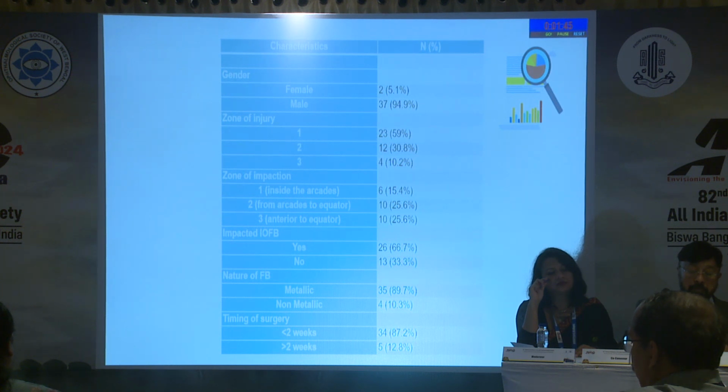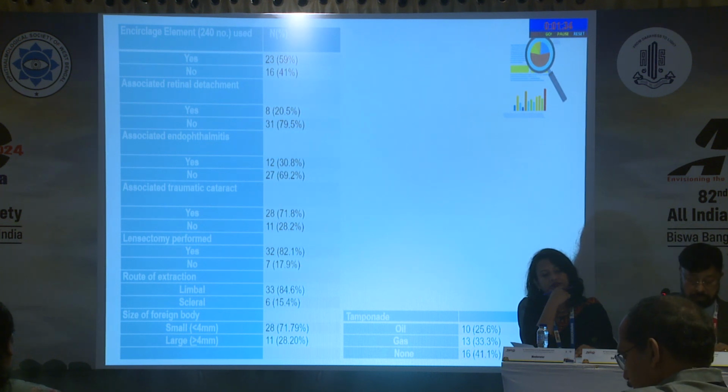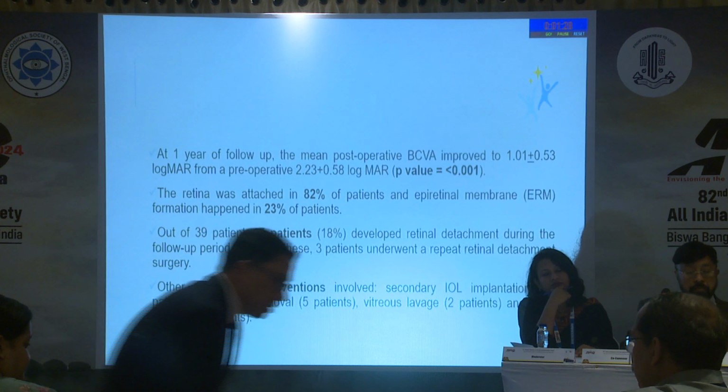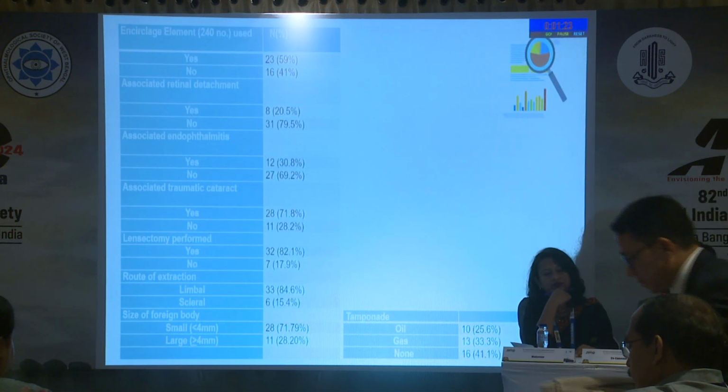Most of them were metallic foreign bodies, and we performed most of the surgeries within 2 weeks. Also, about 59% of patients had an encircling element put. The associated retinal detachment and endophthalmitis were seen in 20 and 30% of patients respectively. Lensectomy was performed in the majority of the patients, and the foreign body was removed through the limbal route. We also divided the size of the foreign body as small or large, depending on less than 4 millimeters or more than 4 millimeters.